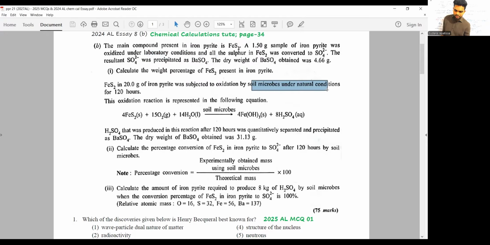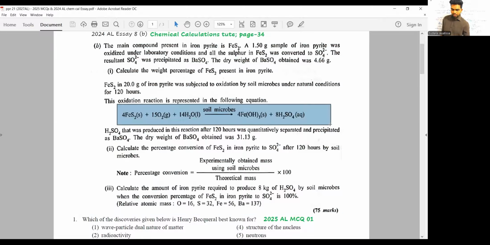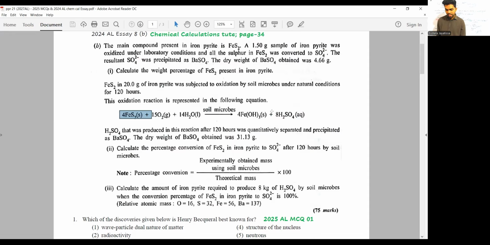So naturally also you can do this conversion of FeS2, subjected to oxidation by microbes. The reaction is also given. FeS2 is going to ferric hydroxide and sulfuric acid. You can see the ratios here. 4 FeS2 is giving you 8 sulfuric acid. That means 1 FeS2 will give you 2 sulfuric acid, just like earlier. Ultimately, it is giving you 2 sulfate.